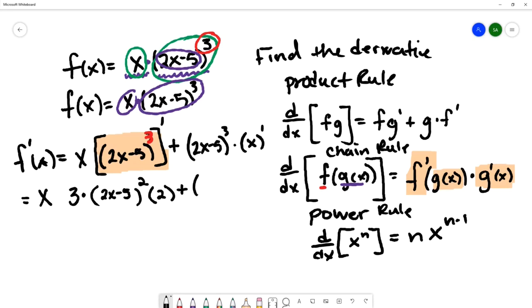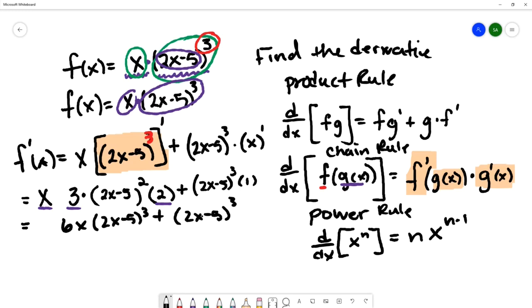And I'll carry this 2x minus 5 cubed down. The derivative of x is 1. So at this point, I've calculated the derivative. I do have the derivative here. It's just a little bit messy. So I'm going to do a little bit of cleaning up. And let's see, x times 3 times 2, that would give me a 6x times 2x minus 5 cubed plus 2x minus 5 cubed. And I just made a mistake there. I changed 2 to 3, so let's correct that. That 3 should be a 2.